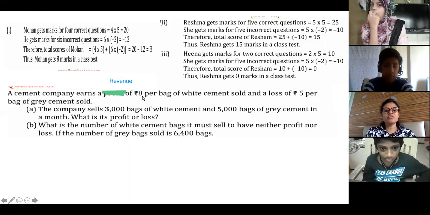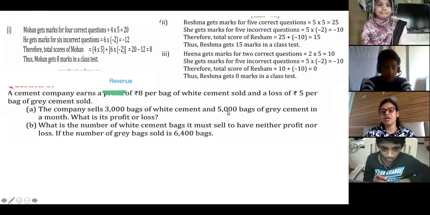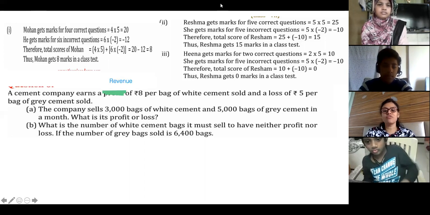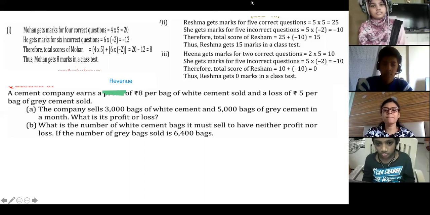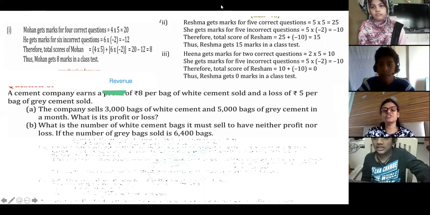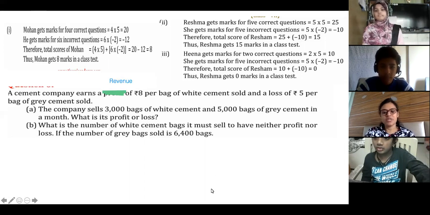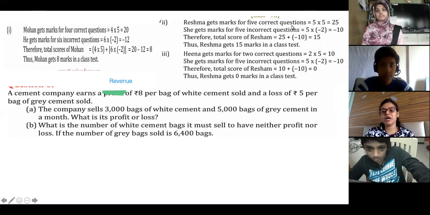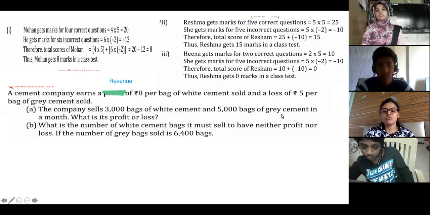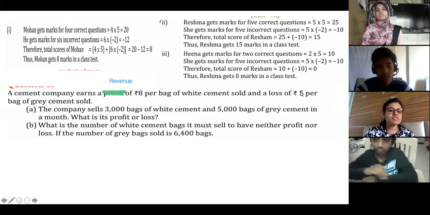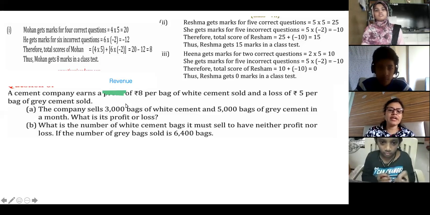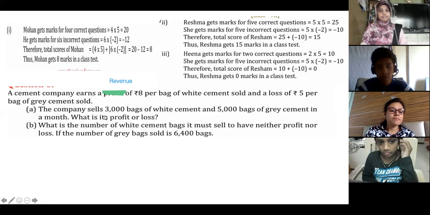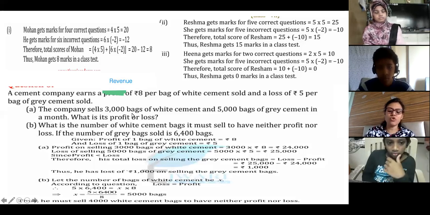3,000 into 8 for white cement, and 5,000 bags of loss. So what will be the loss? 5,000 into minus 5. How much is it? Minus 25,000, because loss is there. So 5,000 into minus 5 is minus 25,000. And 8 threes are 24, so 24,000. So profit is 24,000.